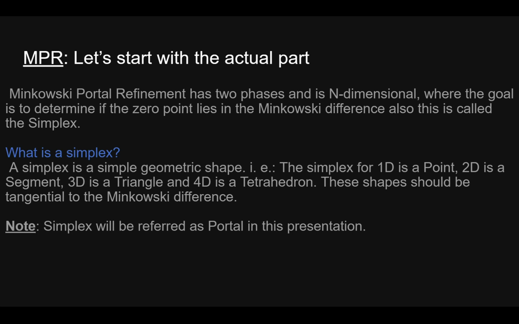So the simplex for one dimension is a point, for two dimensions a segment, for three a triangle, and for four a tetrahedron. And this is how the simplex evolves.